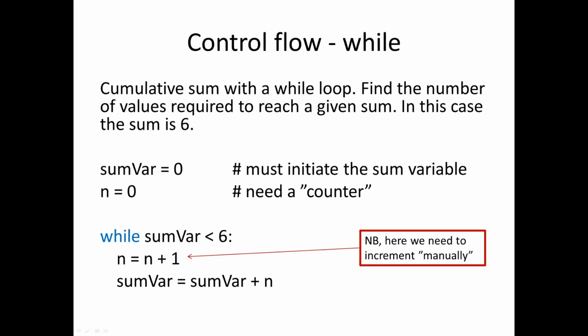Then we compute the cumulative sum as we did in the for loop. Here we have SumVar. We'll get the old value of SumVar plus the value of the variable n. Note the order of the statement inside the loop. We must increment n before we compute the new cumulative sum. Otherwise, we will get the old value of n. Also note that the while statement must end with a colon and that the block of code inside the loop must be indented.